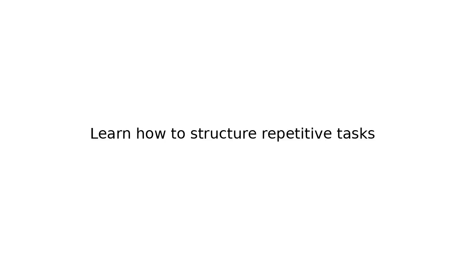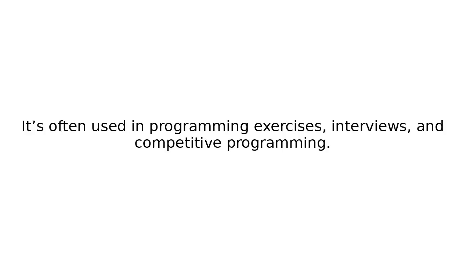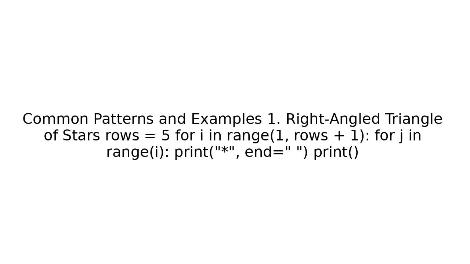Common patterns and examples. 1. Right-angled triangle of stars. rows = 5. for i in range(1, rows + 1): for j in range(i): print("*", end=""). print(). Output: a triangle of stars. Explanation: the outer loop i controls rows. The inner loop j controls columns, the stars. end="" prints on the same line.